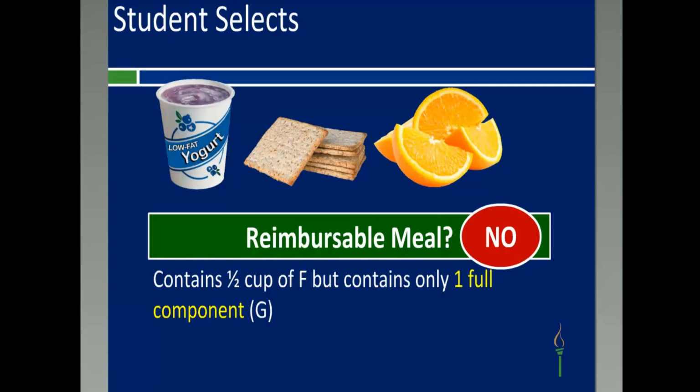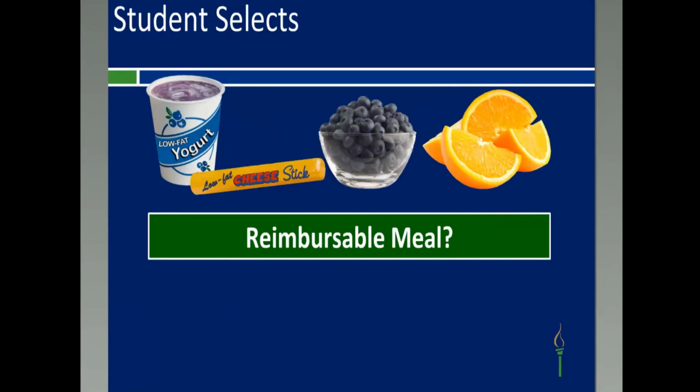Here, this is not reimbursable since the minimum requirement of meat alternate at the high school level is 2 ounces and the yogurt is only 1 ounce. The grains is 2 ounces, but they would need that other full ounce of meat alternate in order to be claimable for reimbursement.